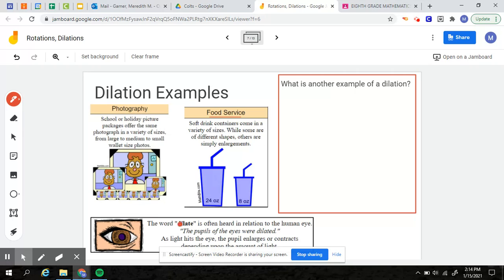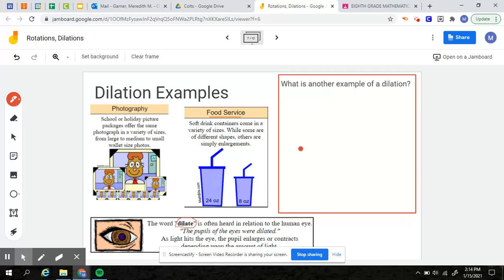And then where you probably see the word dilate the most is having to do with your eyes. So in your eyes, your pupils will actually get smaller or bigger depending on how light it is. If you go to the eye doctor to get glasses, a lot of times they will dilate your eyes so that they can see better into them. More light goes into your eyes. So dilate is used a lot with your eyes because the pupil gets smaller or bigger depending on that light.